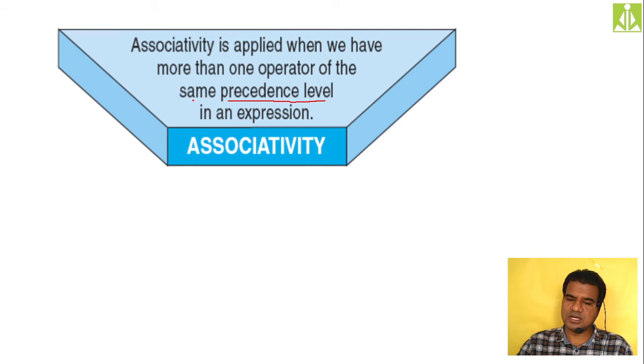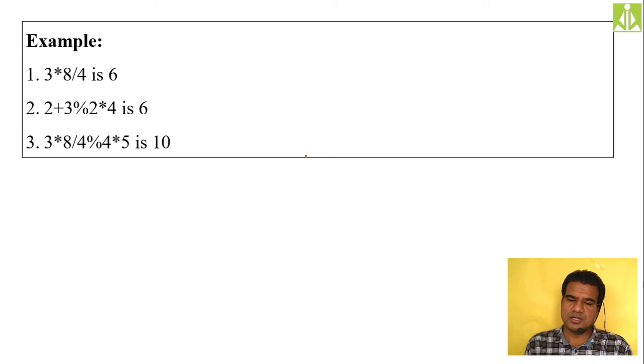This particular statement is important and you have to remember. More than one operator with the same precedence level, then go for associativity. If you don't have any such condition, any such confusion inside your complex expression, just ignore the associativity. No need to apply associativity to all complex expressions. Okay, so here we will solve this.